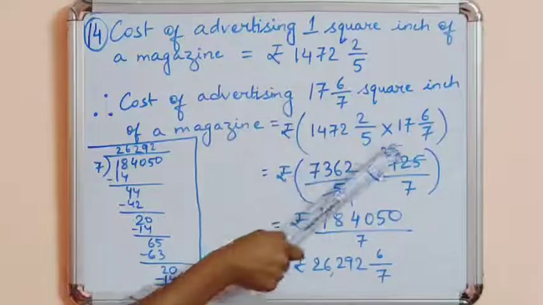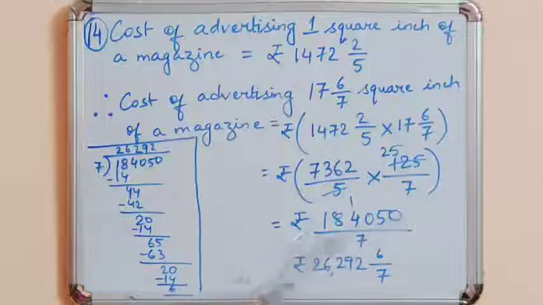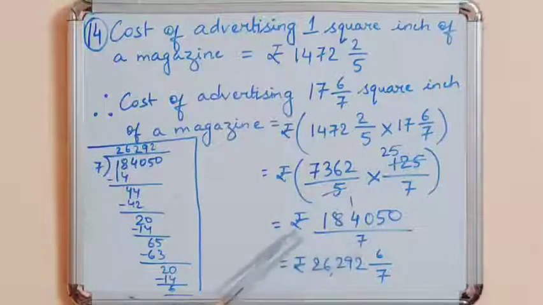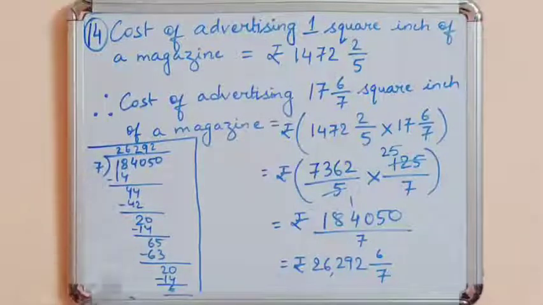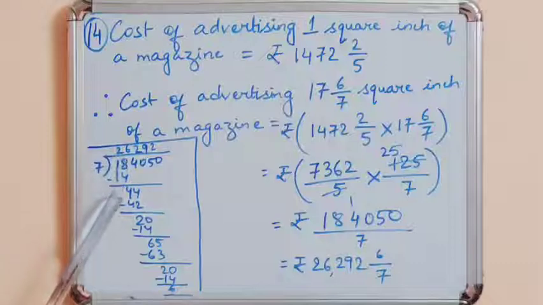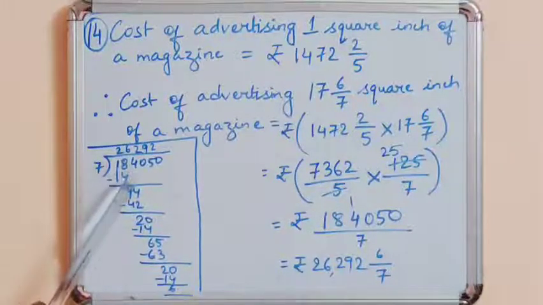Now if you multiply these two, you will get 184050 divided by 7, because 1 into 7 is 7. Now this is an improper fraction. So we have to convert this into mixed fraction. So I have shown the division here in the rough column. 7 2s are 14. So 18 minus 14 is 4. Now 4 will come down.